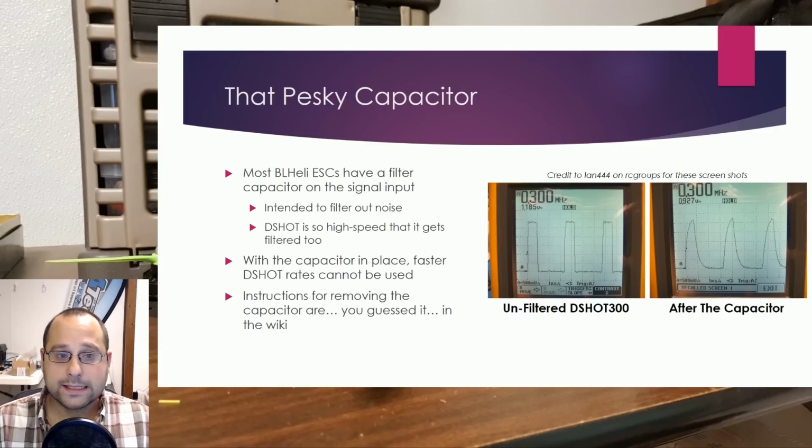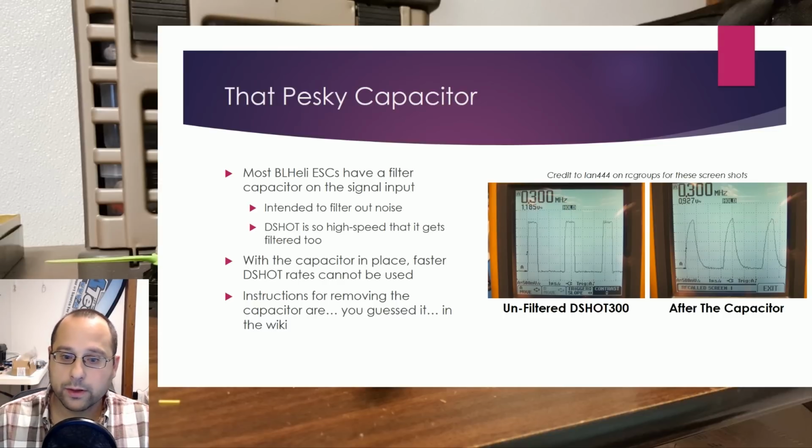Most BL-Heli ESCs have a filter capacitor on the signal input, and the intent there is that it will filter out noise. Noise is high frequency usually, and the filter capacitor is essentially just a low-pass filter that filters out high frequency noise. Well, if a signal gets fast enough, like a high bitrate digital signal, it'll look like noise and it'll get filtered as well.